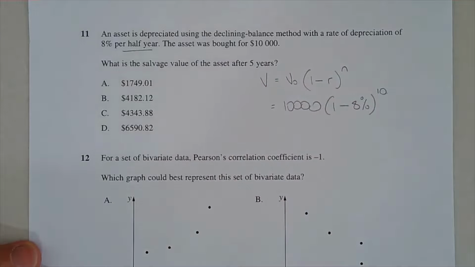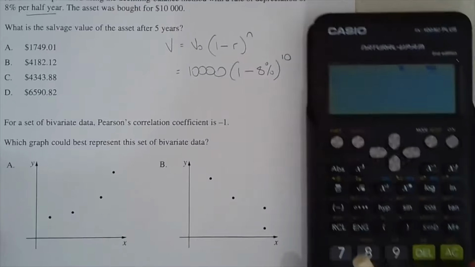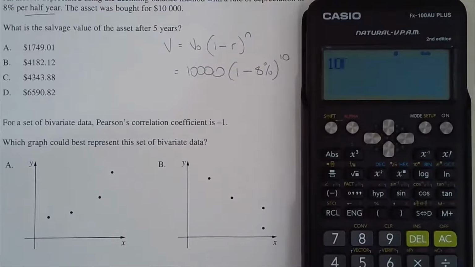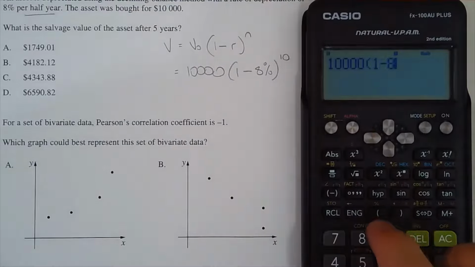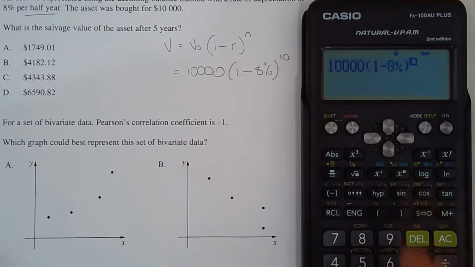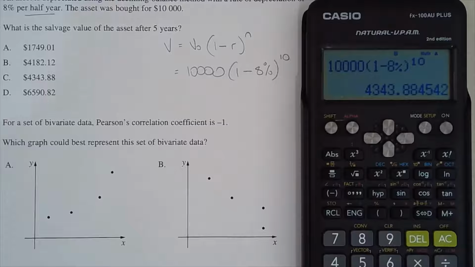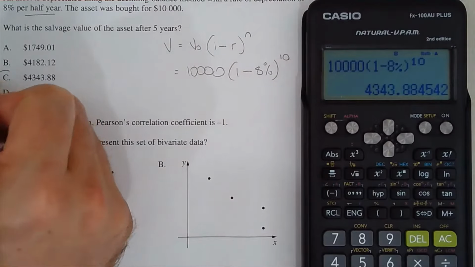All right, so substituting that into the calculator, 10,000 outside of 1 minus 8% to the power of 10, and we get 4343.88. So it's going to be option C.